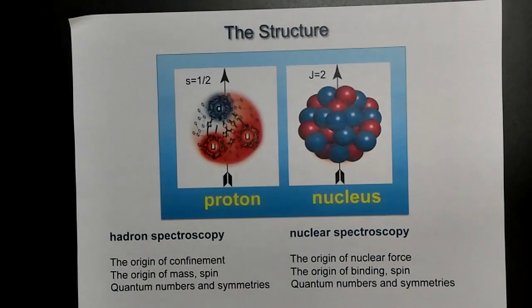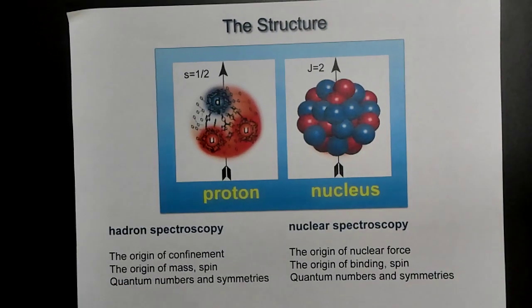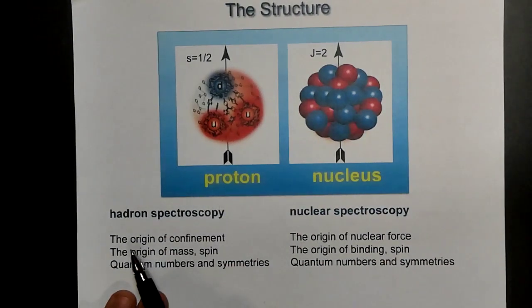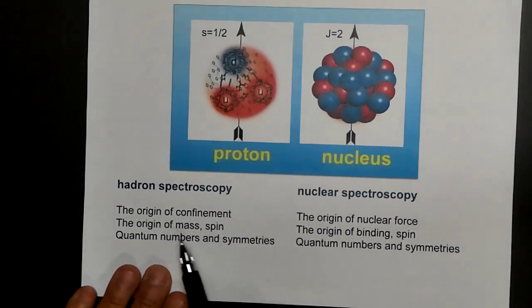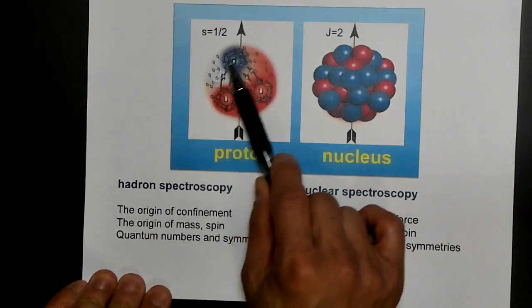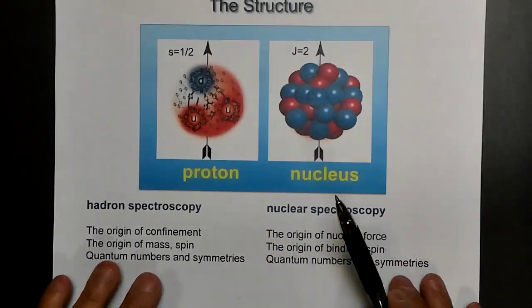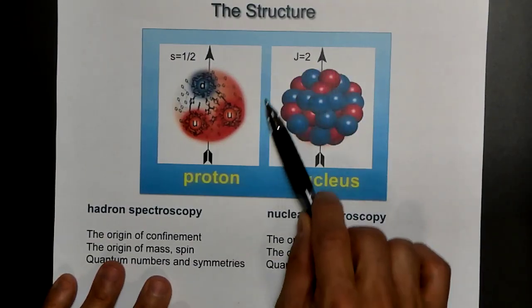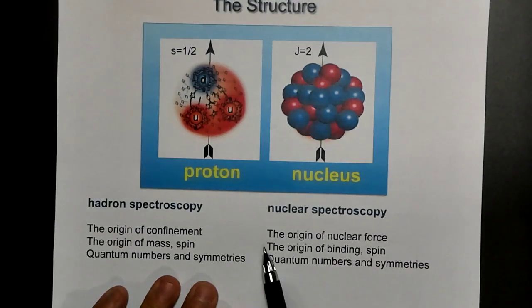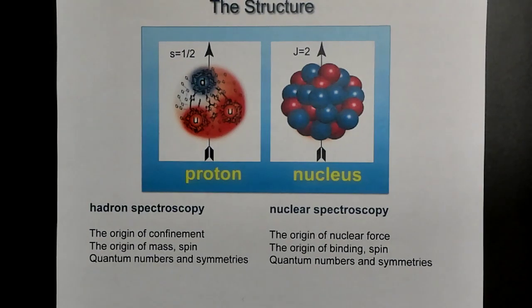Now, let me just conclude with a comment about this study of the hadron structure and its relationship to looking at the structure of the nucleus. So in this hadron spectroscopy, they're looking at things like the origin of confinement, the origins of mass and spin, and these quantum numbers and symmetries, what goes inside of the proton. But then there are also lots of calculations being done of the structure within the nucleus. Okay, what's the origin of the nuclear force, the origin of the binding and spin, and similarly the quantum numbers and symmetries that are allowed.